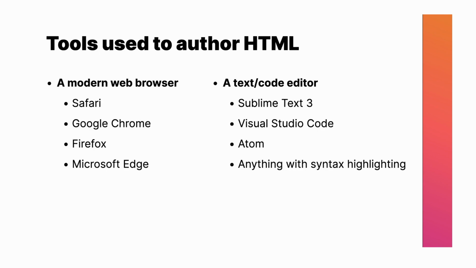So, tools used to author HTML: typically you just need a browser, which actually renders the HTML code. And then behind the scenes, you create these HTML files. They have a .html extension, and you can edit those in what's called a text or code editor. Some big names are Sublime Text 3, Visual Studio Code, Atom, and of course you can choose anything else you want to use. But I suggest something with syntax highlighting, so it's just easier on yourself as you go to actually code.